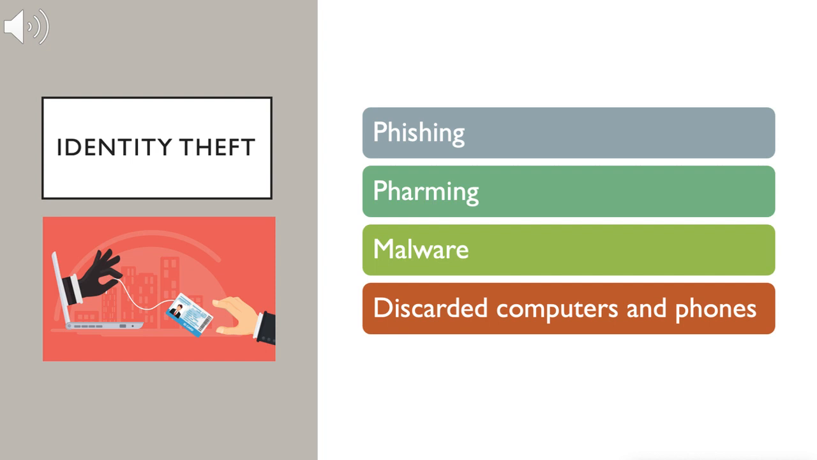Pharming is hijacking information using a virus, often through fake websites that redirect users. Identity theft can also happen through discarded computers and phones where information of the past users remains. So make sure any device you get rid of is thoroughly scrubbed before you sell it or give it away.